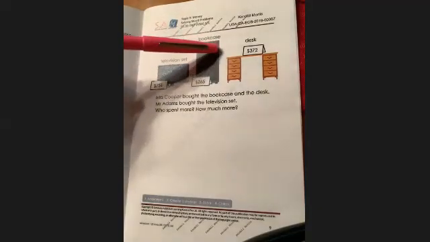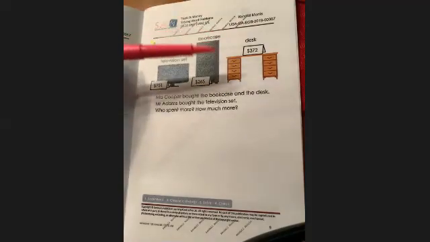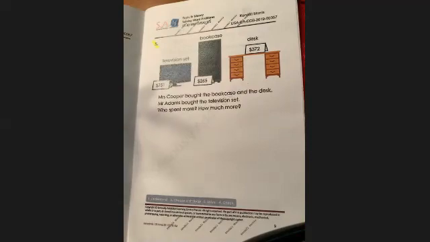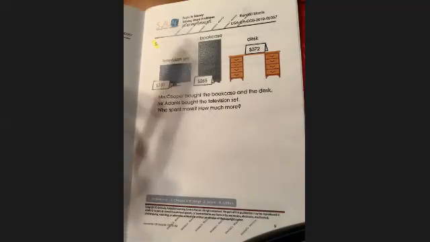Okay, so if he bought the bookcase and the desk, our first step is going to be to figure out how much he spent on the bookcase and the desk. So do we think we need to add those together or subtract them? All together. What do you think? How do we figure out how much money he spent total? Oh, you have to add. You have to not add what Mr. Adams bought, but Mrs. Cooper's bookcase and desk. Okay, so we need to add them together.